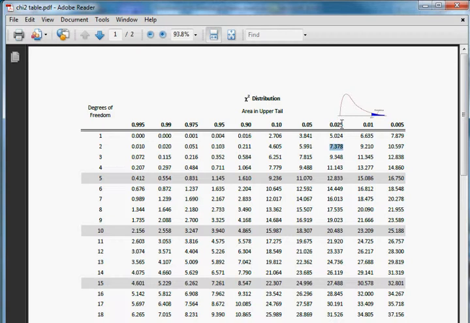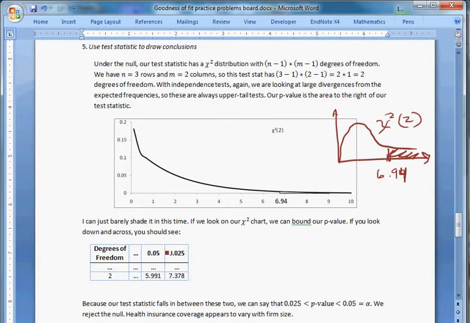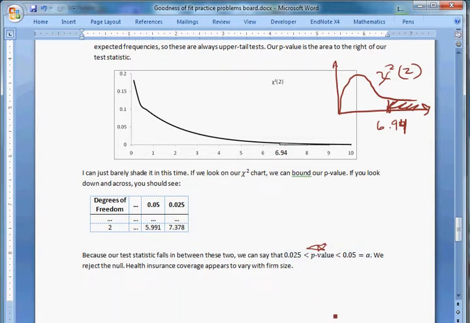So going back here, we can see, yep, that's where this is. And that's going to be our p-value. It falls right there between 0.025 and 0.05. That is less than alpha. That's our p-value. And whenever the p-value is less than alpha, we reject the null. So that's the conclusion we come to. We can reject the null. These two do not appear to be independent.